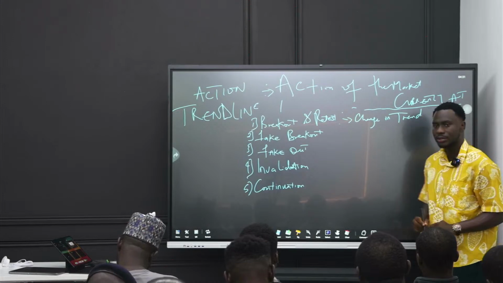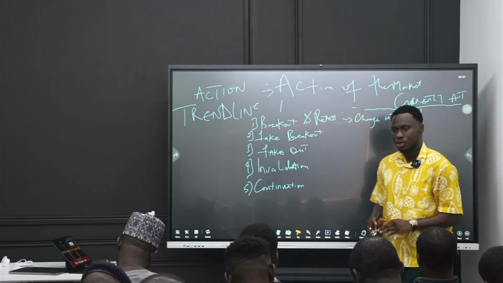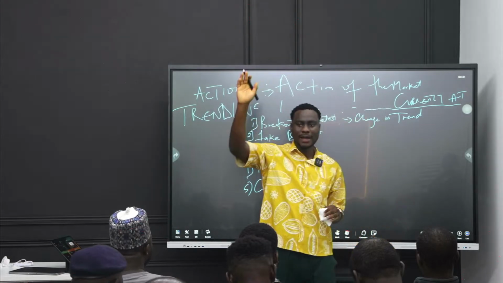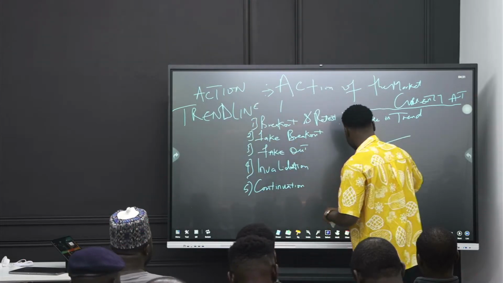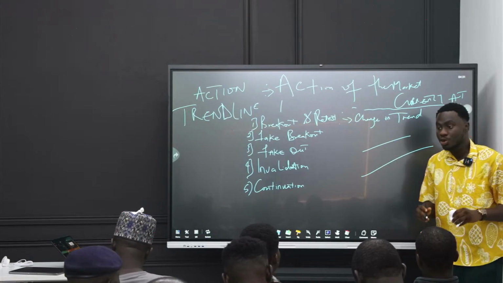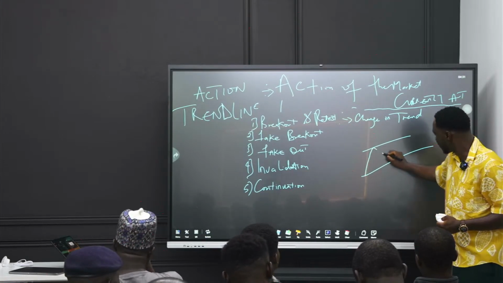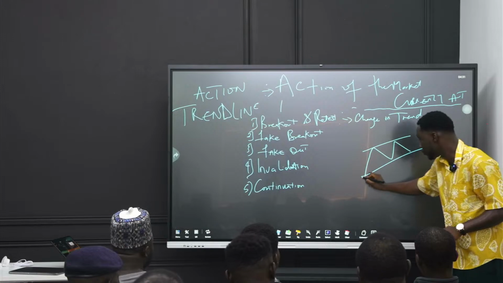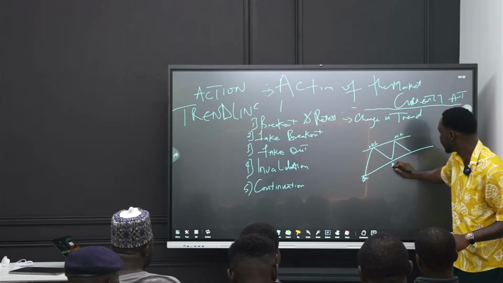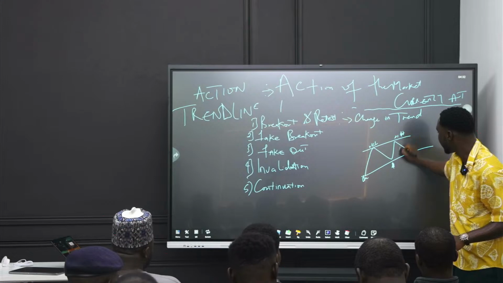A change in trend. To put in context, assume a market is buying like this. That signifies a buying market. It buys from here, sells here, buys from here. They call this the higher low, higher high. All those big English words: higher high, higher low.